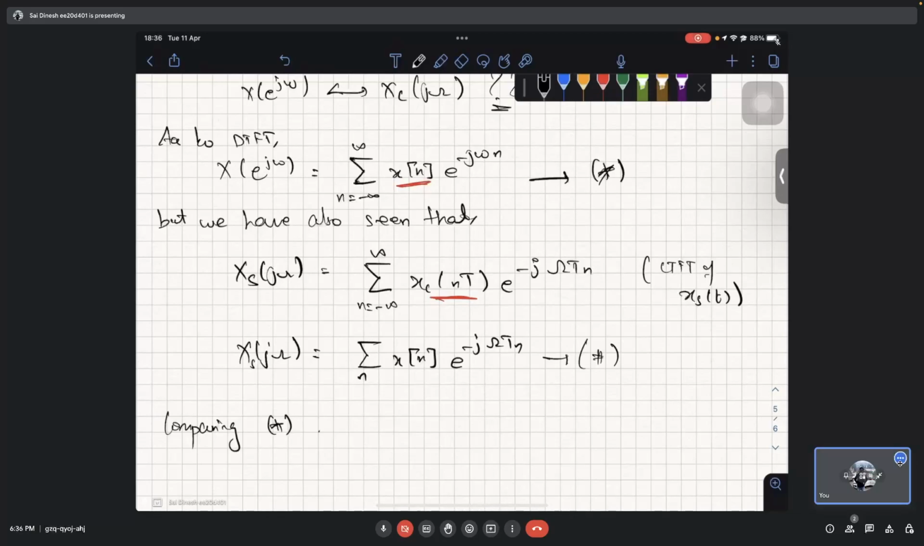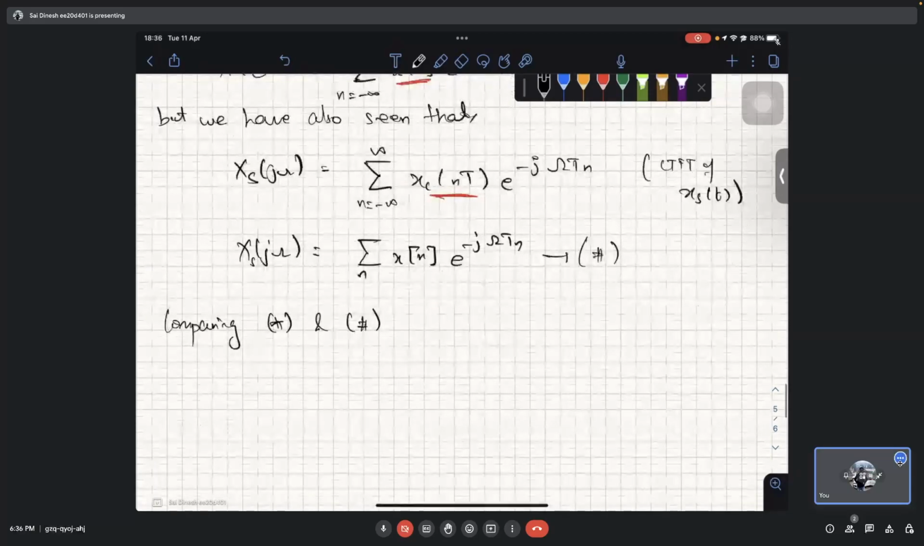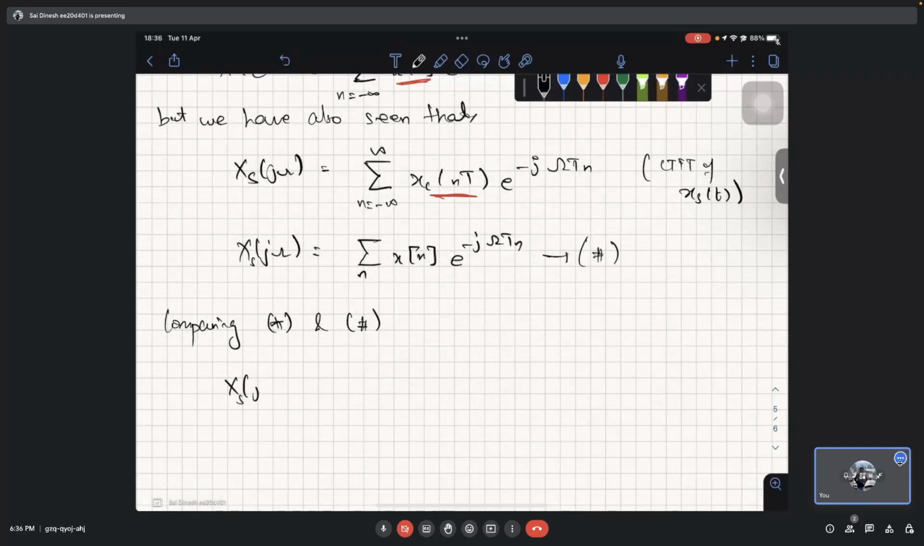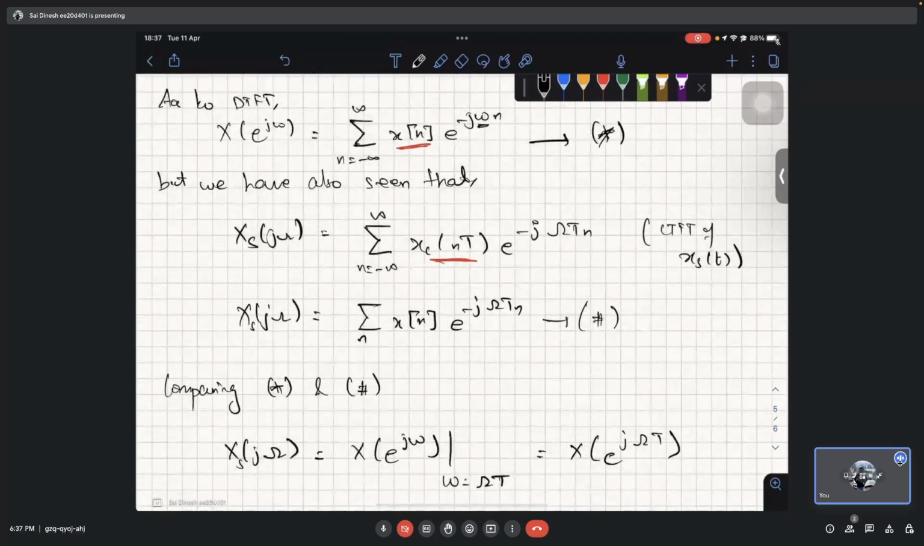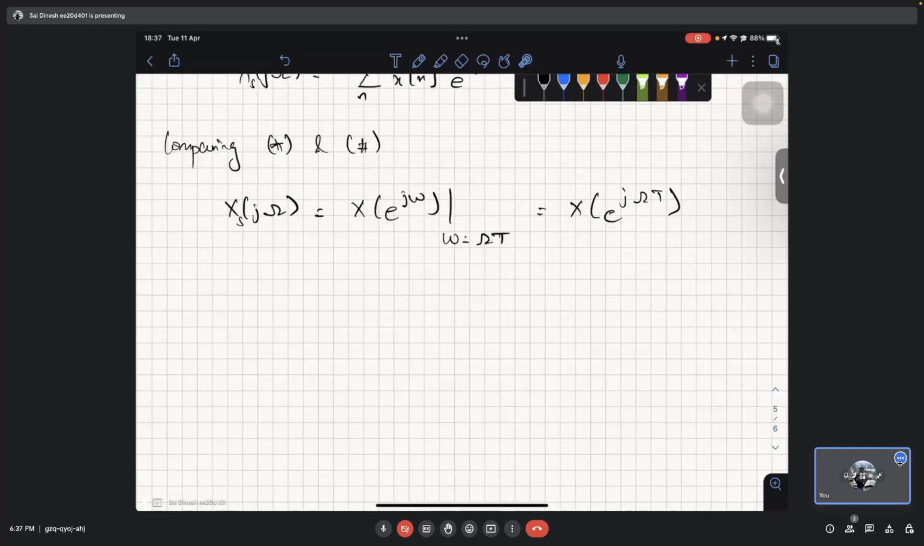Now comparing star and hash, we can say that Xs of j omega is equal to X e power j omega at capital omega equal to omega T, which is equal to X e power j omega T. Right, so if we change omega equal to omega T, this formula becomes this. So this is the basic stuff, this is the important stuff.